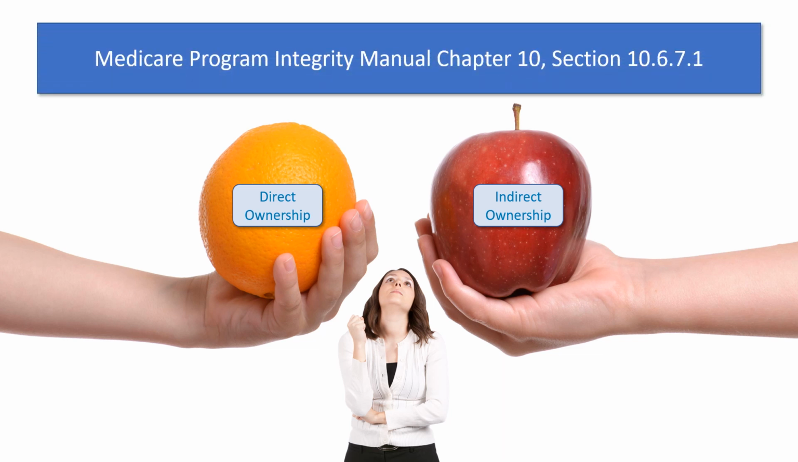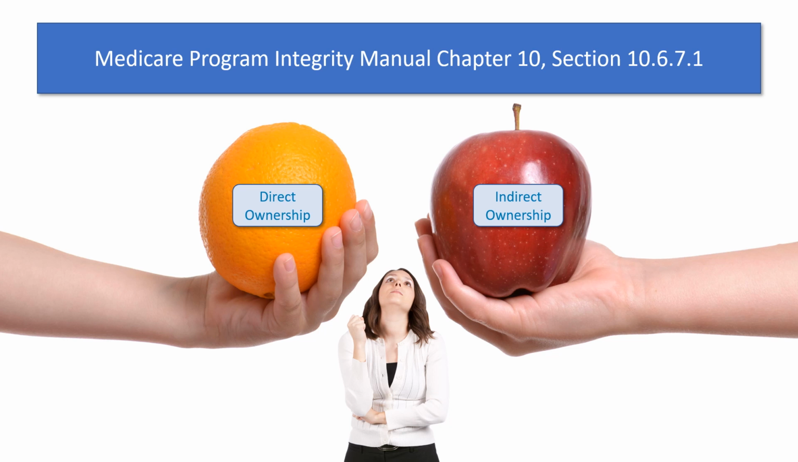CMS defines direct and indirect ownership in the Medicare Program Integrity Manual, Chapter 10, Section 10.6.7.1. Direct ownership is an individual or entity with 5% or greater ownership interest in the enrolling provider. As stated previously, all direct owners must be reported on the CMS 855 application.